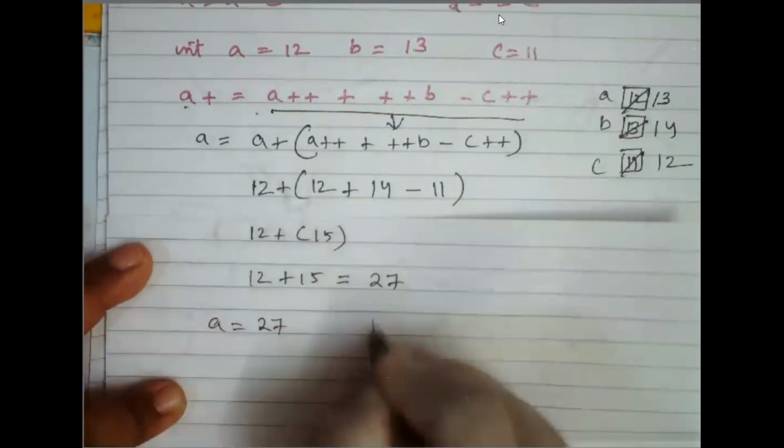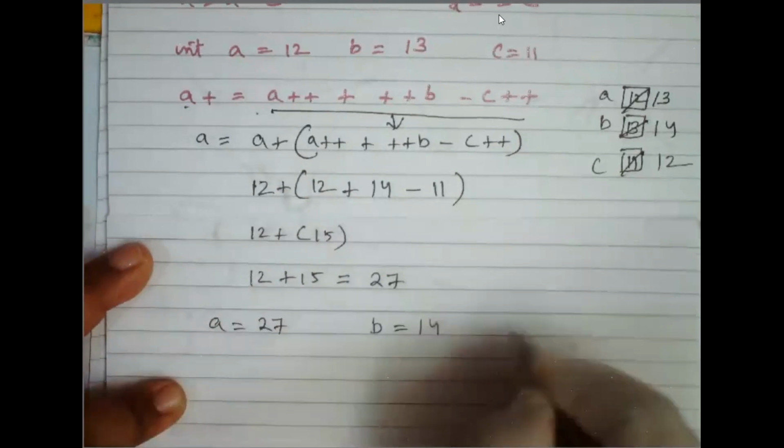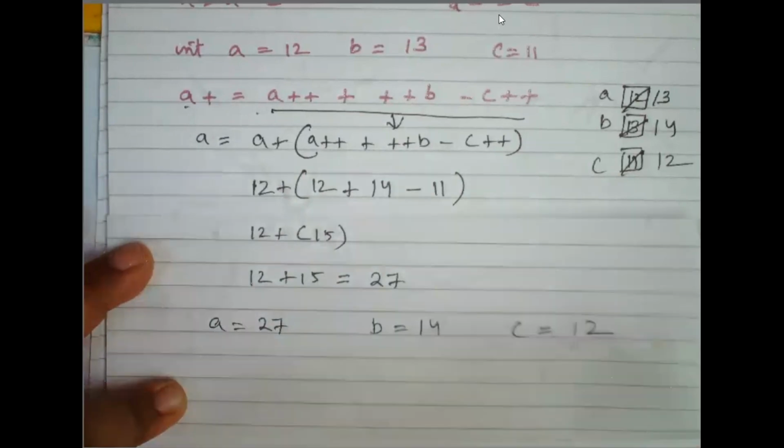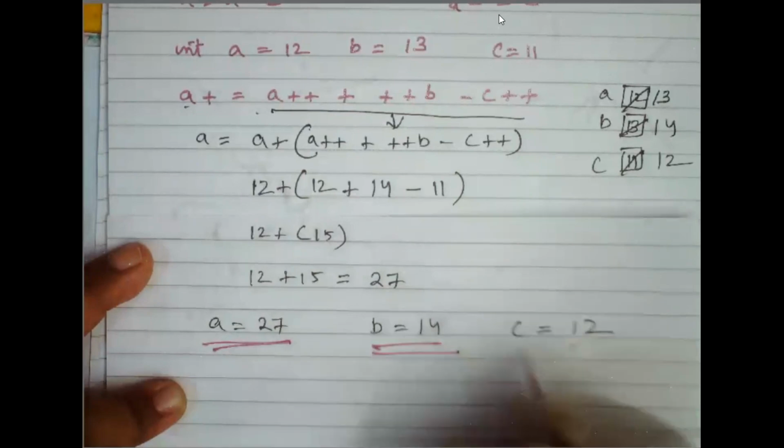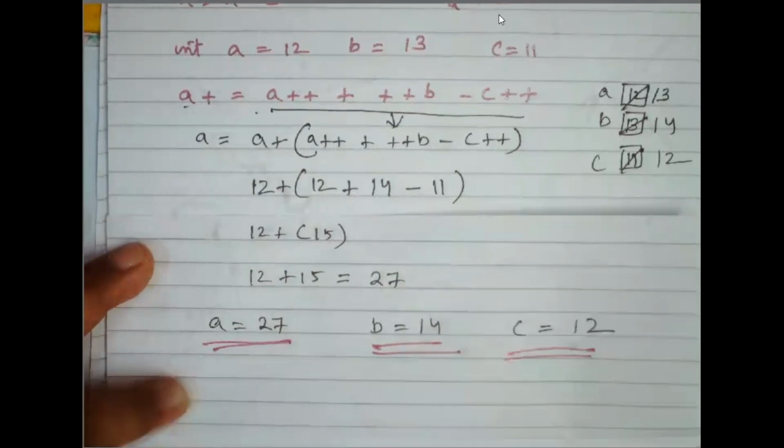What is the last value of B? That is 14. And the last value of C is 12. So you can see A has taken the value of the expression, B's last value is 14, and C's last value is 12.